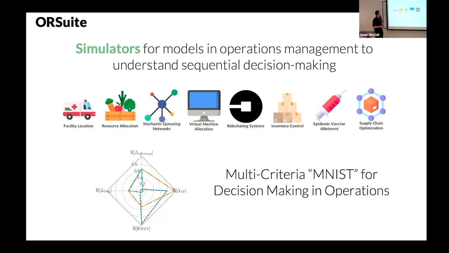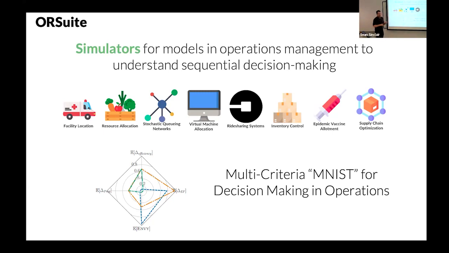And with that, I also want to comment that one thing that I've been thinking about a lot during my PhD is, especially from an OR community, I think the COL is probably the gold standard for this. We don't really have an MNIST for testing the performance of different algorithms. And so I've been working on designing a test bed for implementing these types of decision-making algorithms on different applications. So I have examples in facility location, resource allocation, queuing networks, VM allocation, ride-sharing systems, inventory control. We did vaccine control during COVID, and then also some particular supply chain optimization.